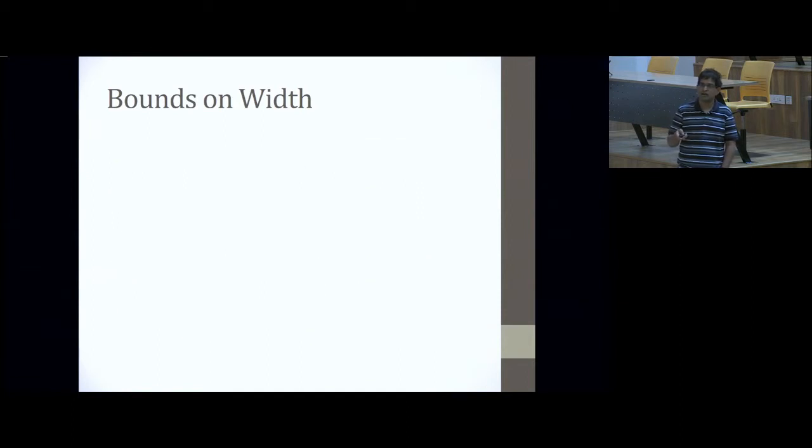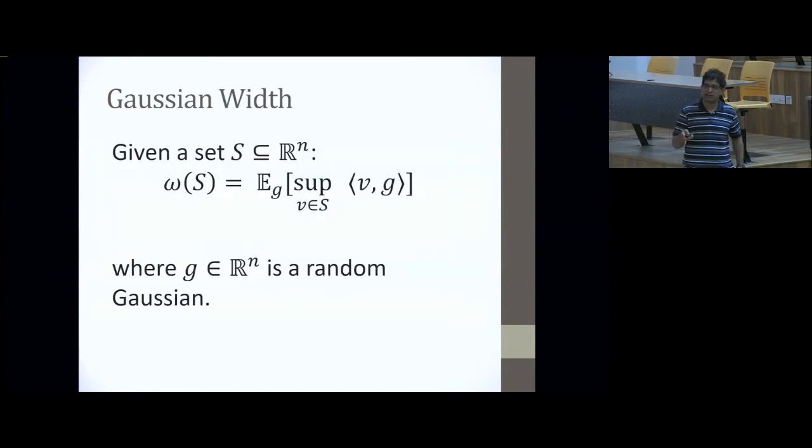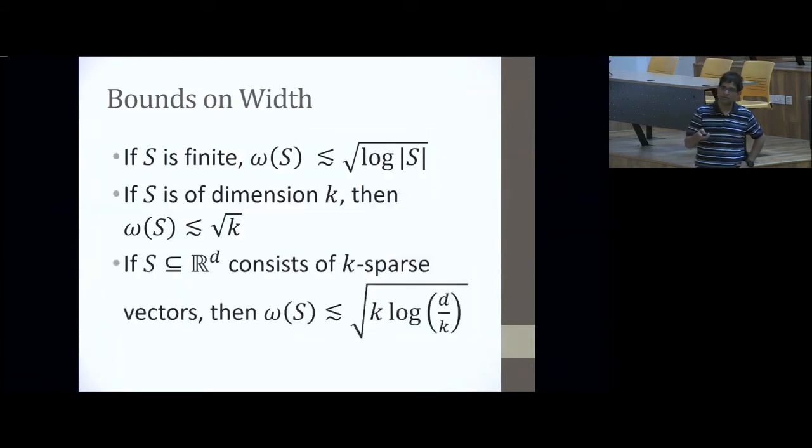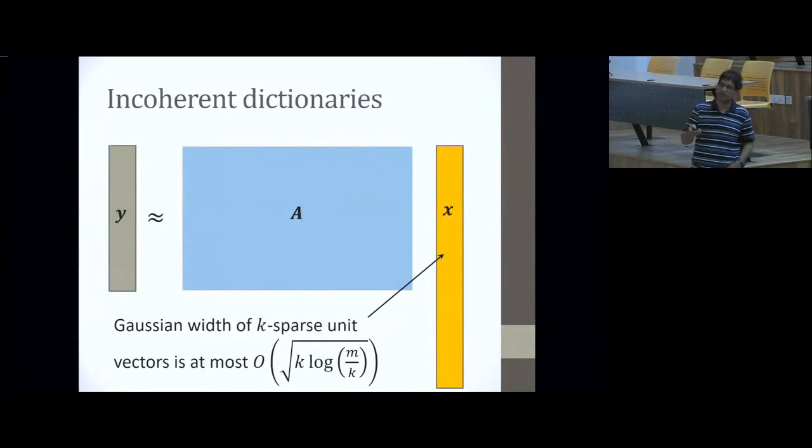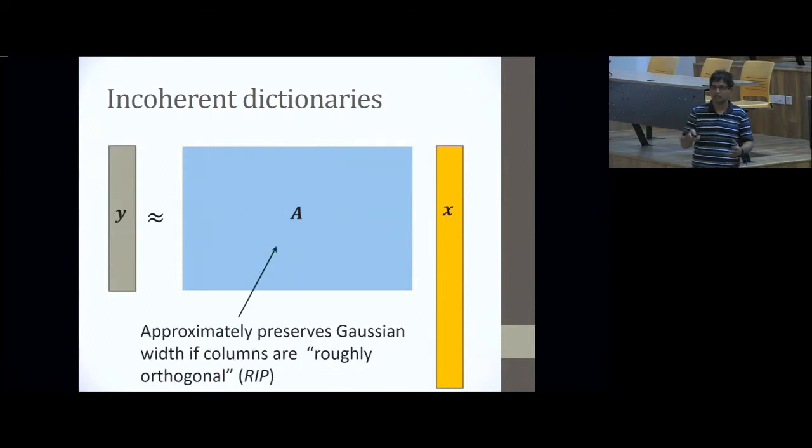So, for example, if the dictionary matrix was just the identity matrix, then y1 through yp themselves would be sparse, and you would expect their Gaussian width to be square root of k log d over k. This roughly also holds when the dictionary is RIP. So the Gaussian width of k-sparse unit vectors is square root of k log m over k, where x is an m-dimensional vector because there are m elements in the dictionary. Then you can use standard tools in convex geometry to argue that if A is RIP, then it approximately preserves Gaussian width.